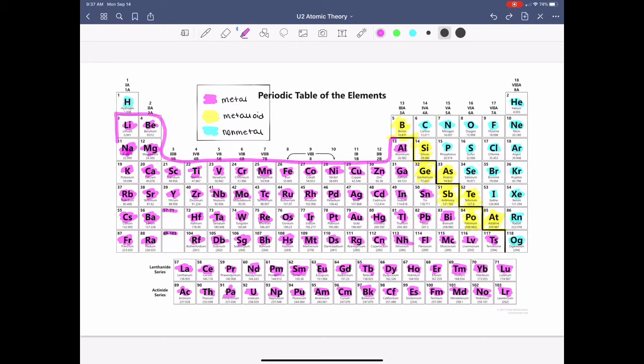So over here, everything that I've highlighted in pink are all metals. If you look, we can use some context clues. If you forget which side of your staircase is metals and non-metals, we can look. I've got nickel, copper, zinc, silver, mercury, iron. All of those are examples of metals. So using some context clues, if we forget, we can remember that the left side of our staircase are metals.